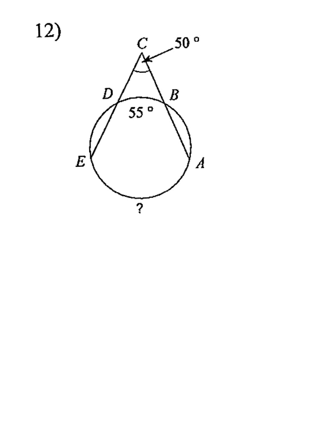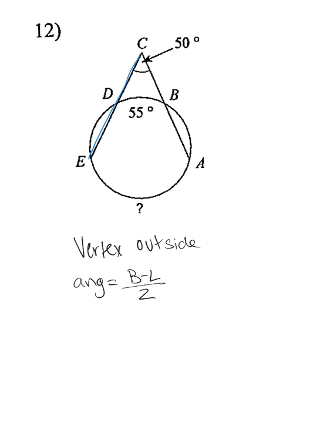Number 12 is very similar to number 10. We are going to use that vertex outside formula, which is the angle equals the big arc minus the little divided by 2. Remember, I've got my flashlight beam, and it's highlighting the little arc, and in this case, we don't know the big arc. That's okay, we can put an X there for it and solve for it. The angle we do know. The angle is 50 degrees. The big arc, we don't know, I'm gonna put X. And the little arc is the red one, that's 55.